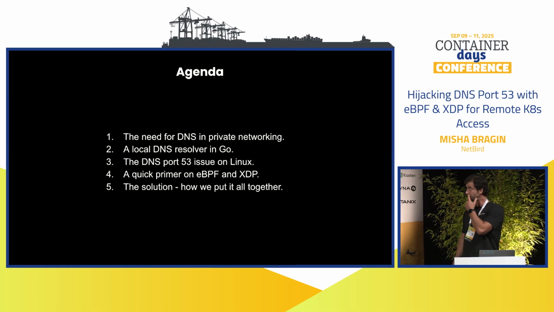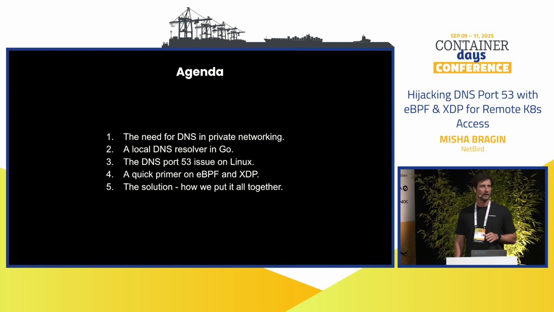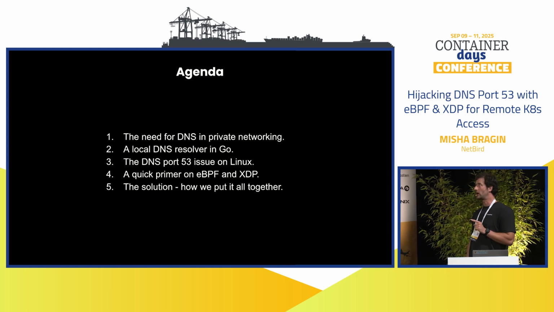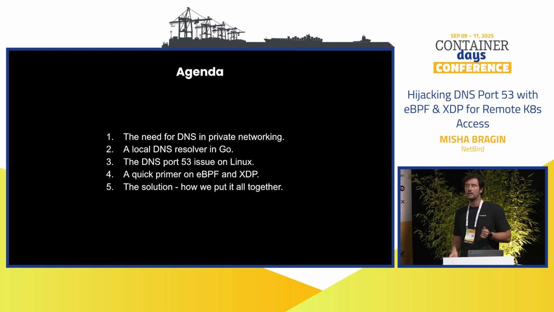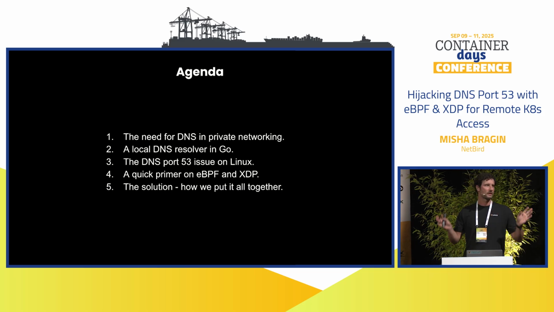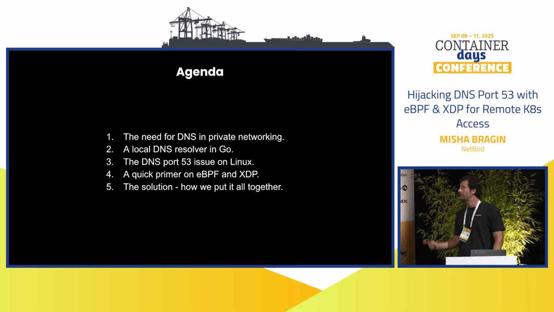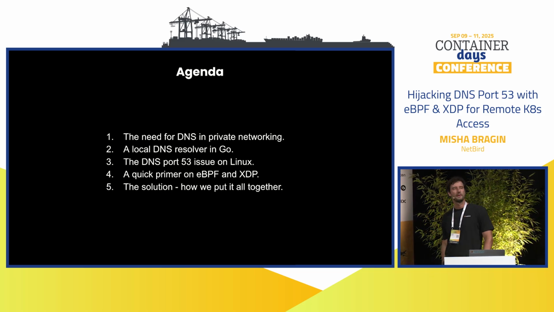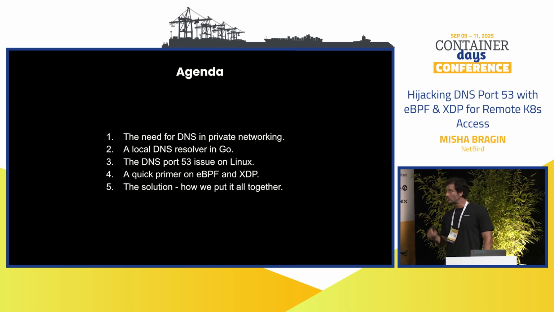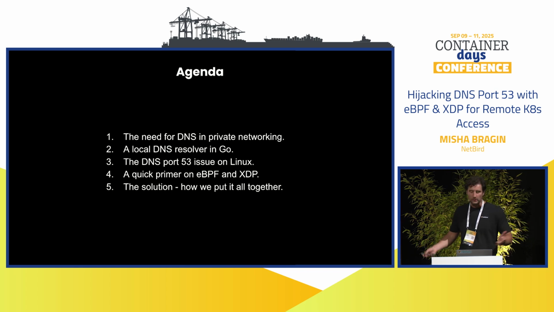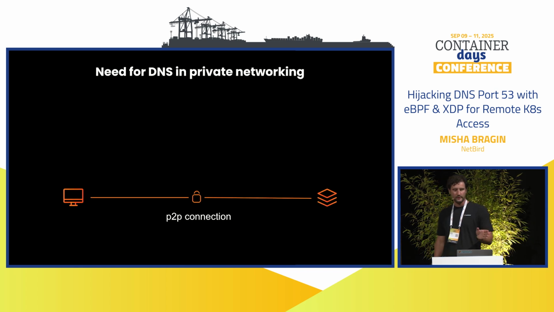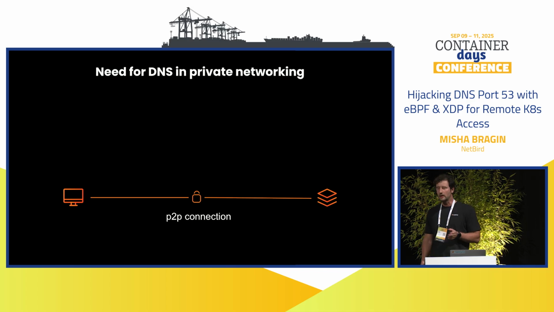So here's the agenda. Briefly, the need for DNS in private networking. Then I'll show you how you can implement your local DNS resolver in Go. It's not much code, but just some guidance on how you can do it. Then a very interesting part is the DNS port 53 issue on Linux and some solutions to that. And then we'll quickly look into eBPF and XDP and the solution combining these technologies together and pretty much how we put it together. So first, need for DNS in private networking.